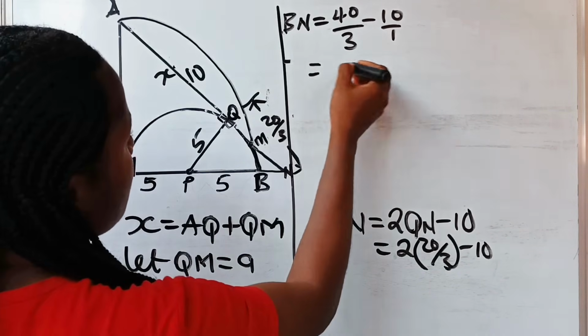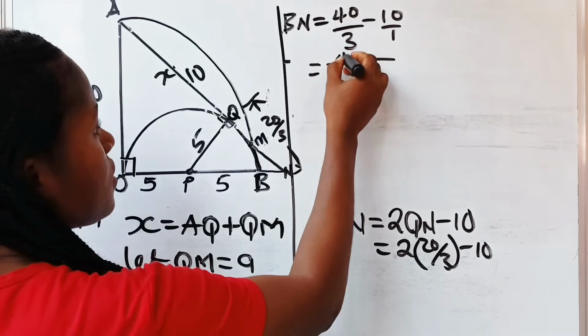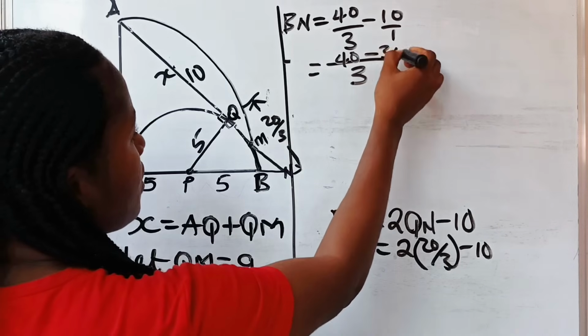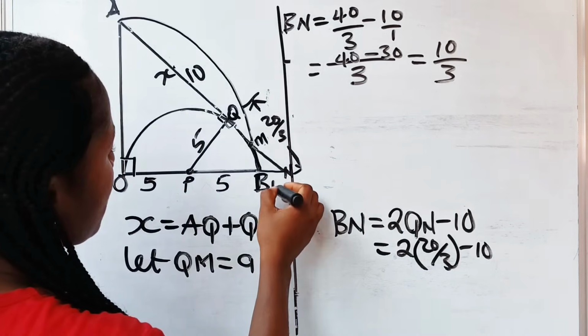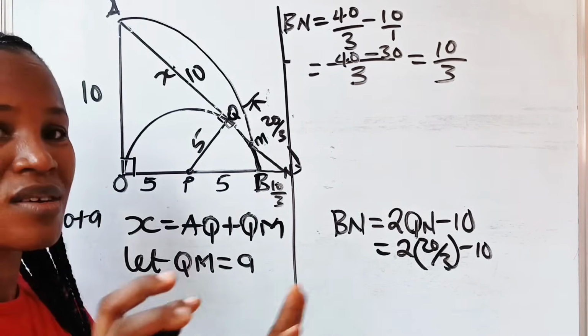Now this can be written with the LCM as 3. 3 divides 3 is 1. 1 times 40 is 40. Minus 1, 3 divides 3 is 1, 1 times 10 is... 3 times 10 is 30. So this is equal to 10 over 3. So it means that bn is 10 over 3. Wow. Now we are close to our solution.